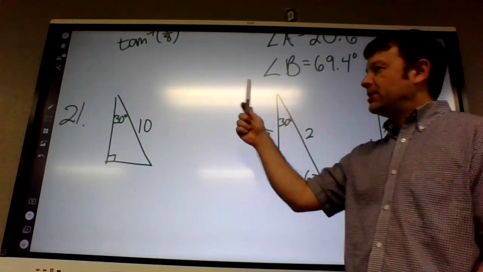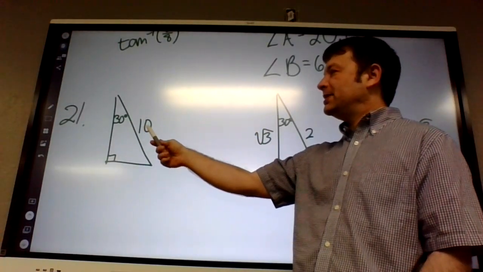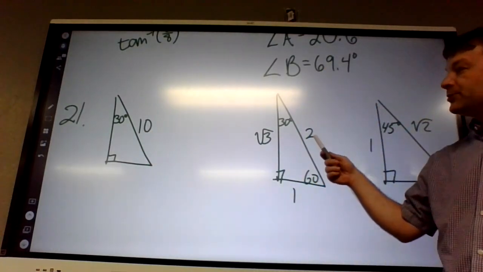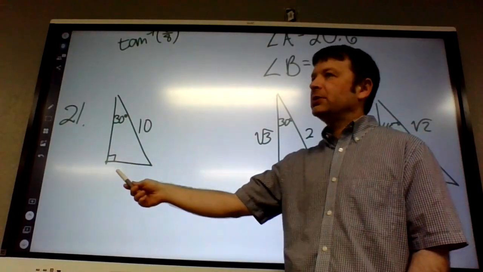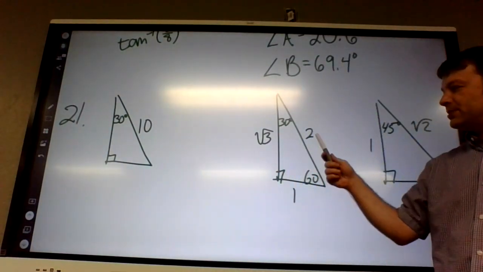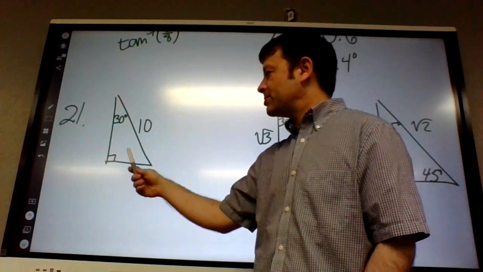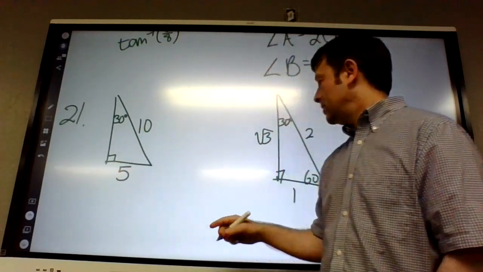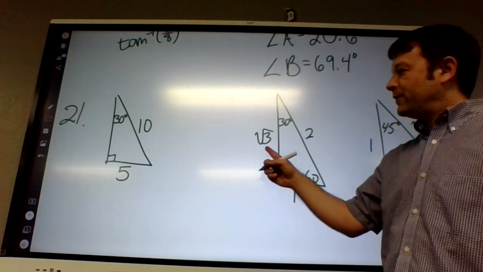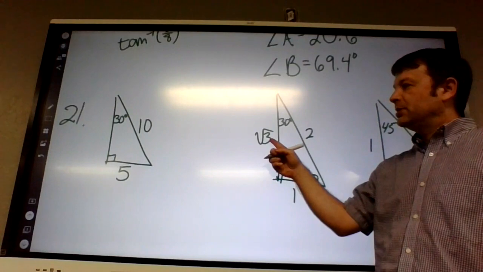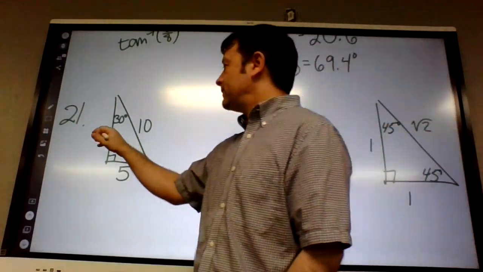On this one it's a 30, 60, 90, and the hypotenuse is 10. So what is the short leg? 5. Right, 2 to 1, the hypotenuse is twice as big, so 10 divided by 2 is 5. If the short leg is 5, how do I find the long leg? Times square root of 3. So it's 5 square root of 3.